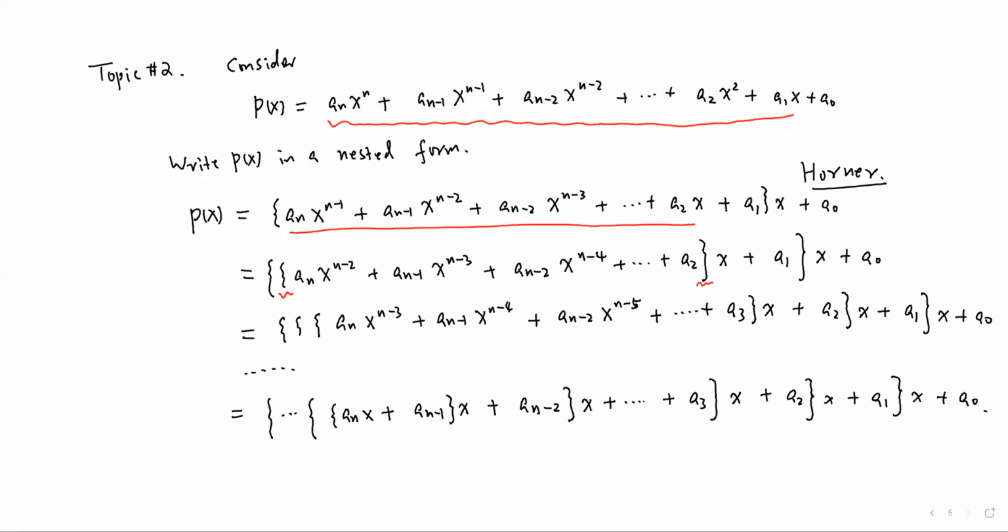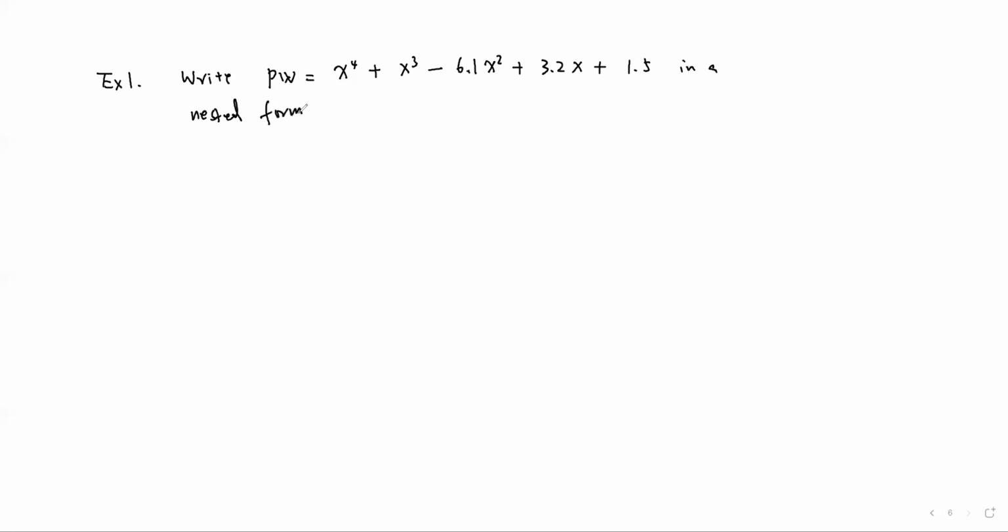Yeah, let me show you one example. Say, for example, write this polynomial, the degree is 4, x^4 plus x^3 minus 6.1 times x^2, and then say 3.2 times x plus the constant term 1.5, in a nested form. Solution.